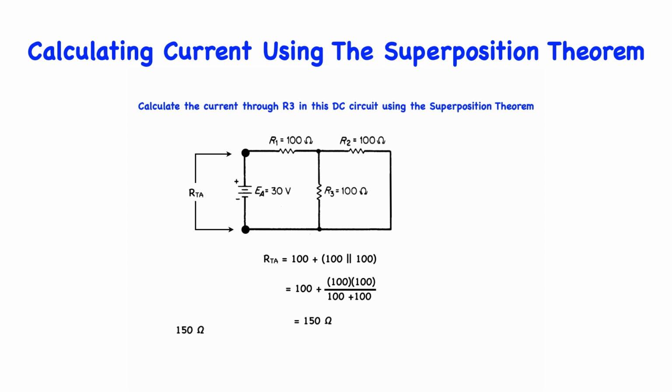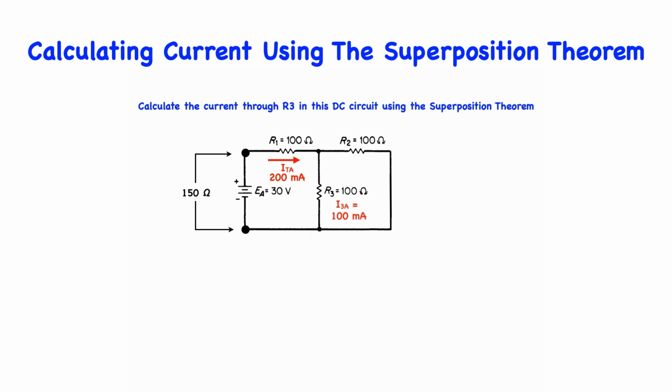The total current flowing out of EA, according to Ohm's law, is ITA, and it is equal to 30 over 150, or equal to 200 milliamps. From the current divider rule, I3A is equal to 200 milliamps divided by 2, or 100 milliamps, and I2A is also equal to 200 milliamps divided by 2, equal to 100 milliamps.